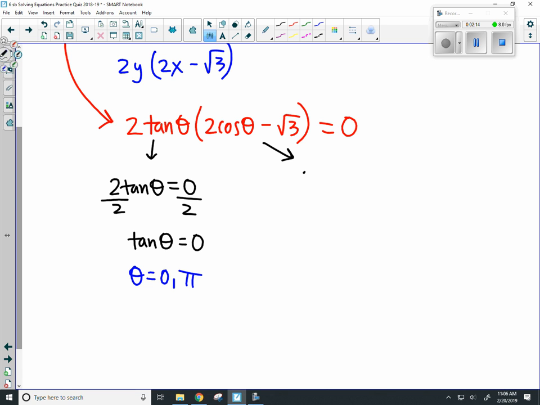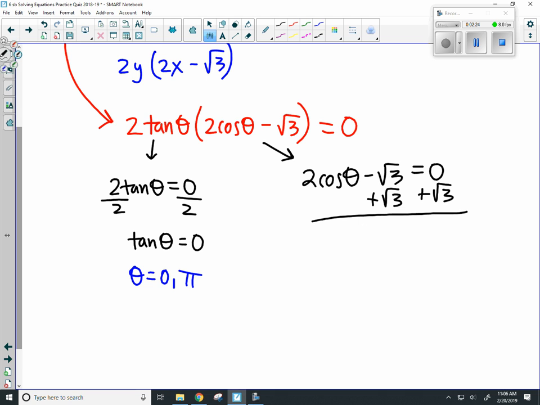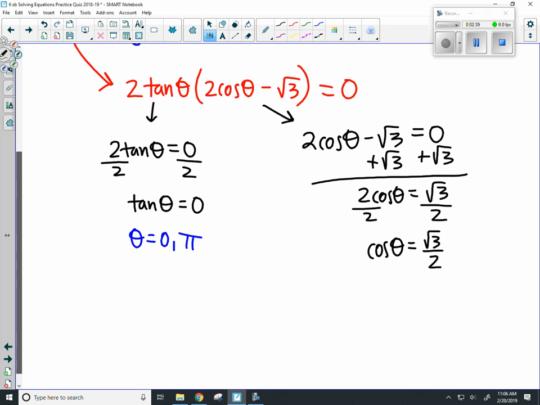I'm going to take this other guy and set it equal to 0. So I have to start by adding the square root of 3 to both sides. So we have 2 cosine theta is equal to positive square root of 3, and divide both sides by 2. So we're looking for where cosine would equal the positive square root of 3 over 2.